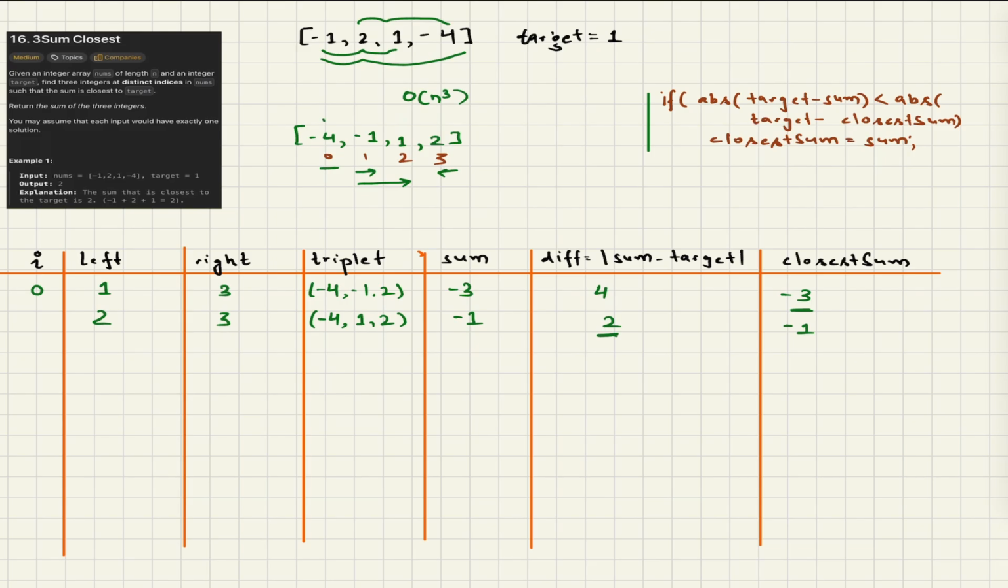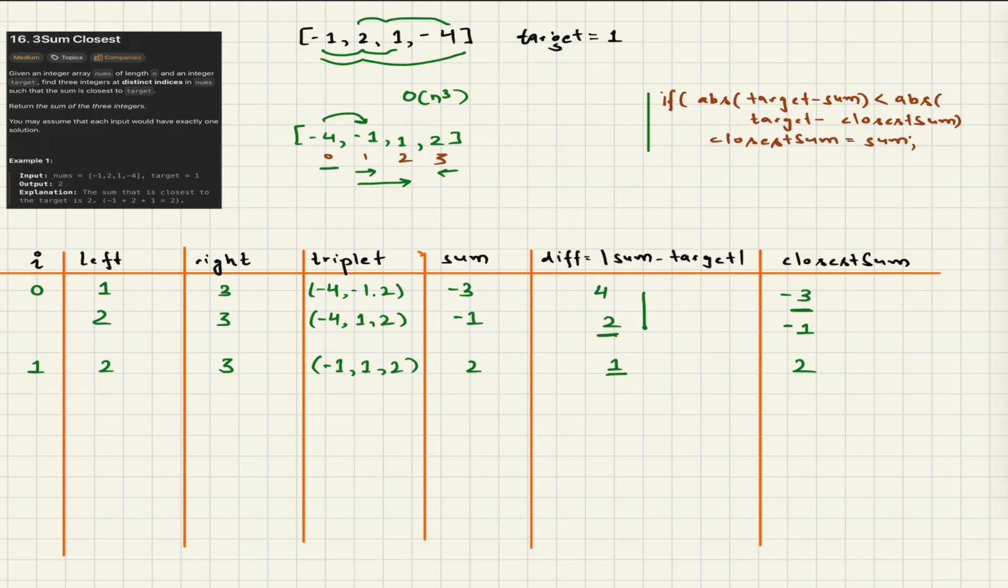So now I'll move my i to 1. My left again would be 2, my right would be 3. The triplet that I will have in hand would be -1, 1 and 2. The sum of this is nothing but 2, since -1 will get cancelled. The difference is 1. Again we see that 1 is smaller than both of the above differences that we had. So the closest sum that we could return is 2.